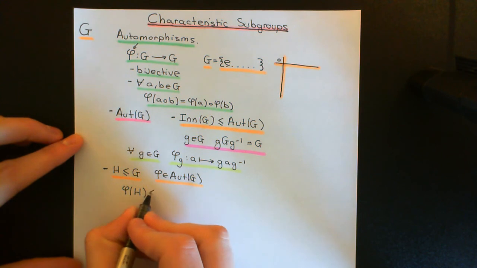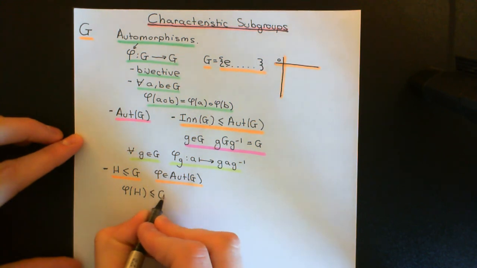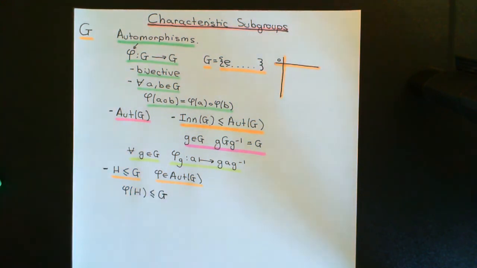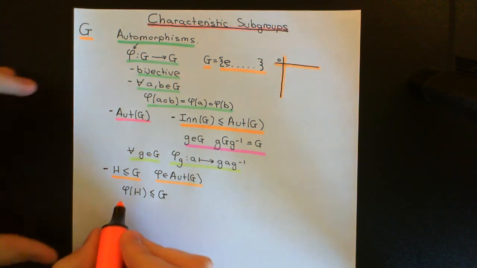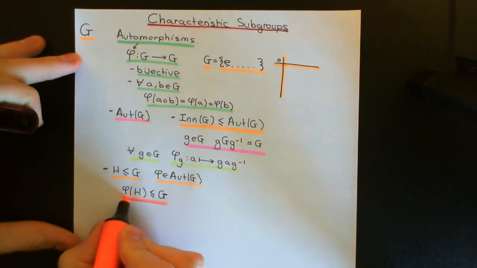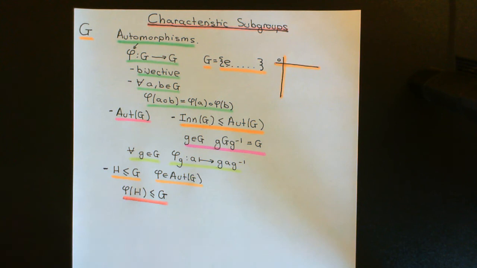Okay, and my claim is that that will still be a subgroup of G. Of course, I could do a proof of this, but I hope I don't need to. I hope, from your intuitive understanding of the fact that an automorphism is this special type of isomorphism from a group to itself, that you will understand why this has to be true. So let me give you the argument then.